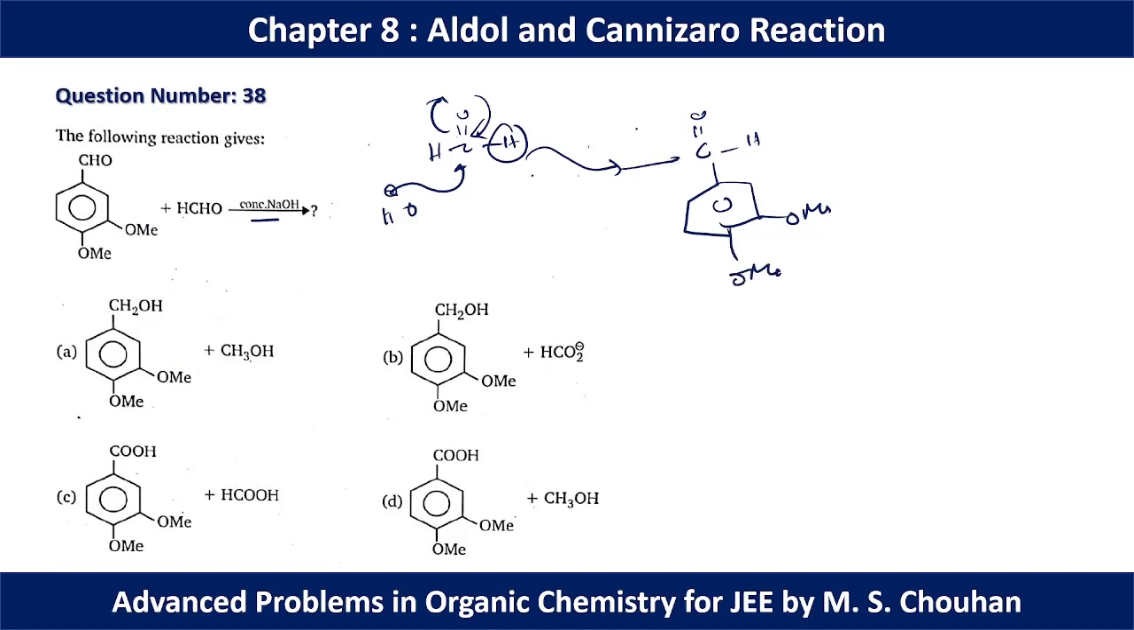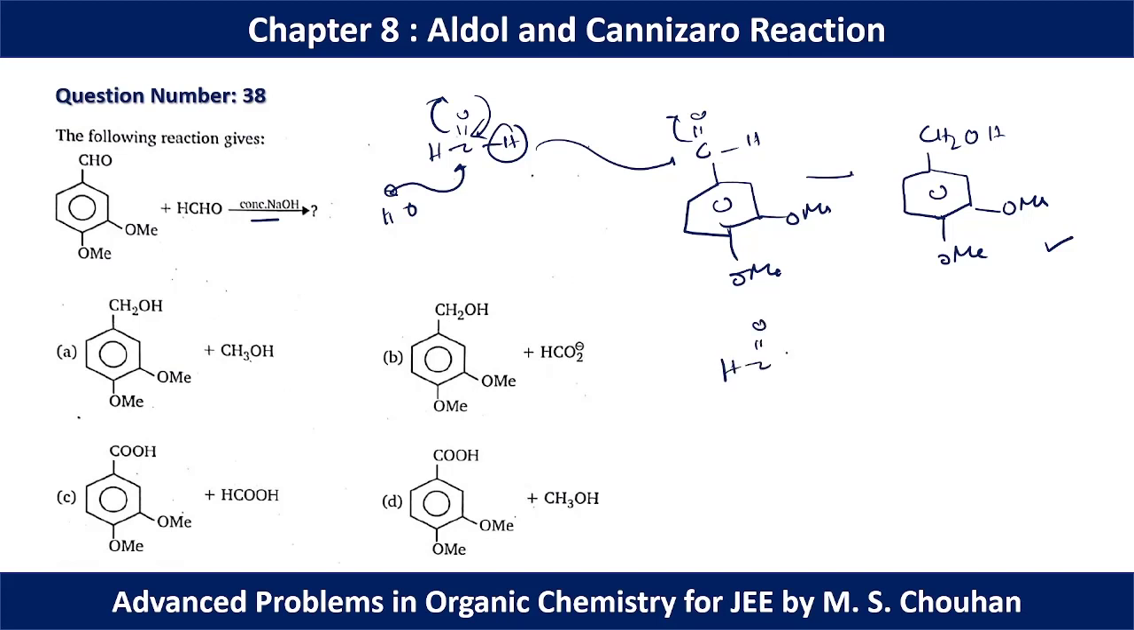and finally after this reaction we are going to have CH2OH, OMe as our final product. So the two final products are this, a salt of carboxylic acid, and this, the alcohol part. Okay, so for question number 38, the correct option should be option B.